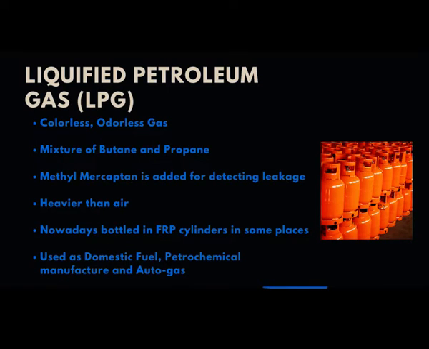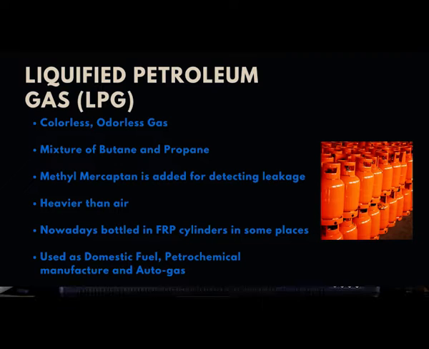But in order to detect the leakage of LPG, mercaptans are added. Mercaptan is nothing but a compound of sulfur, which is allowed to be present, or in case it is not present, then we add mercaptans so that the leak can be detected. Primarily, LPG is a mixture of butane and propane, and in terms of its density, it is heavier than air. Because of this property, LPG needs to be carefully handled.